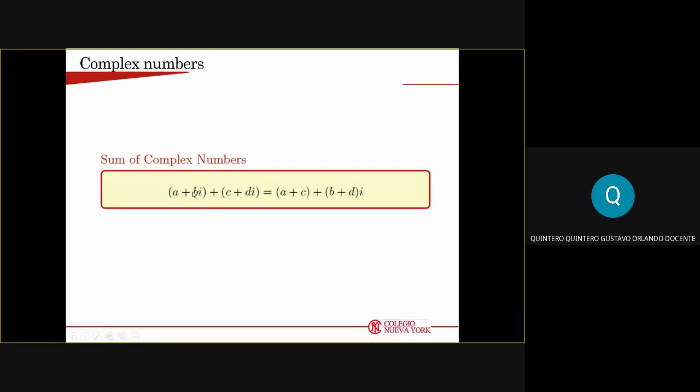Look at what I say in the presentation. Just add the like terms. Oh, let me do the example first, the example later. Just add the like terms. Look, a with c, those are the real parts, and then b with d.